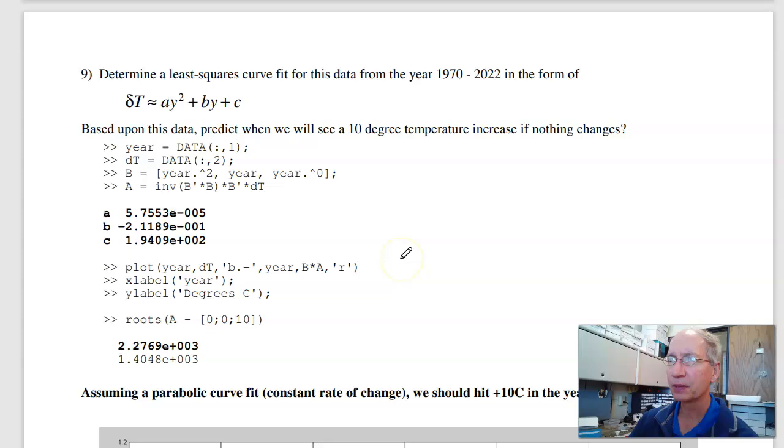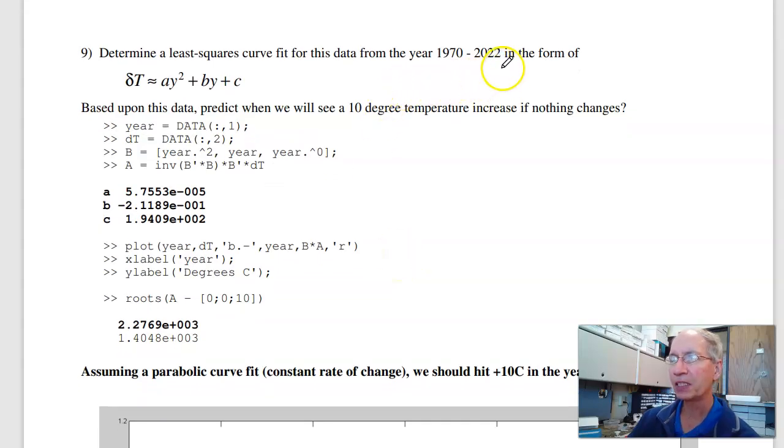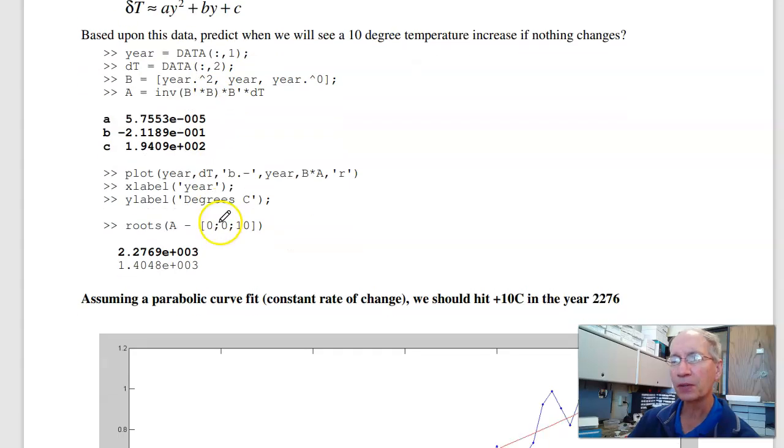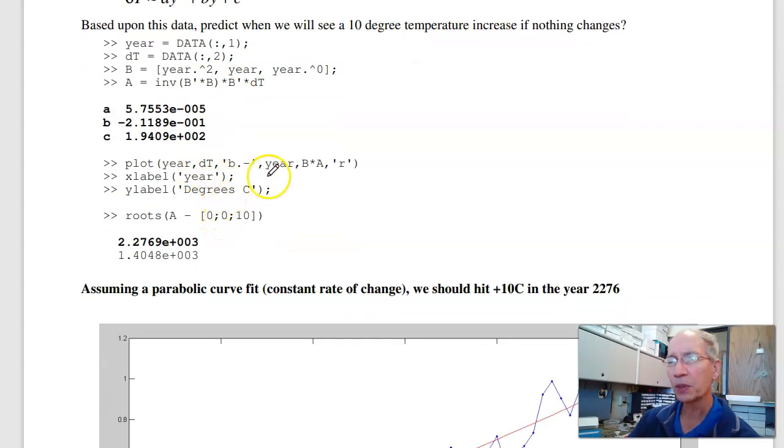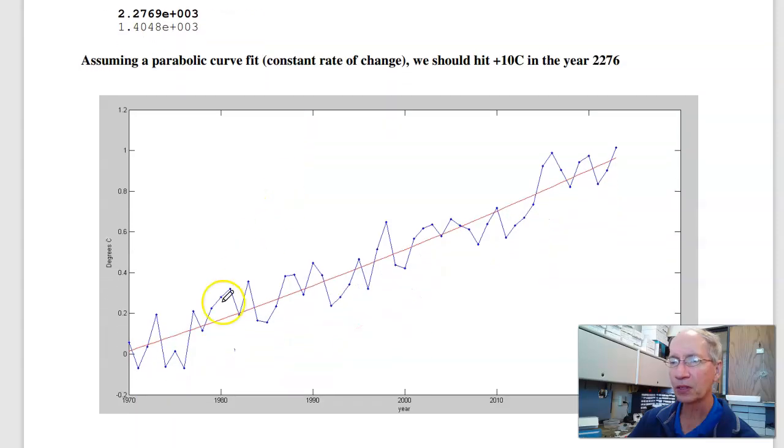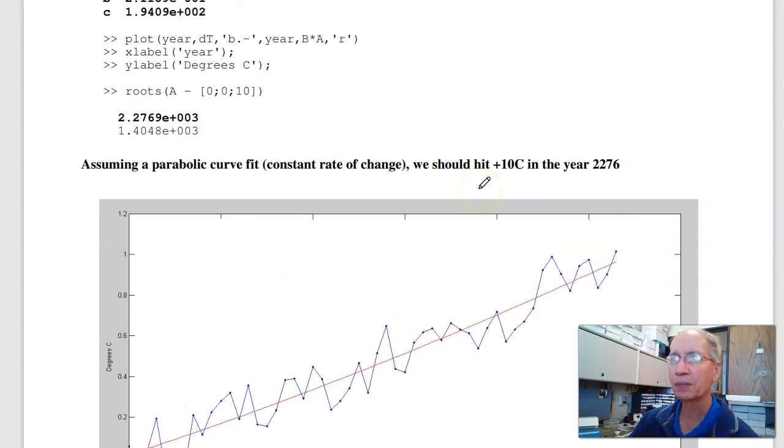Well, if we take more recent data, 1970 to 2022, and do a parabolic curve fit, here's the data. You pull in that set of data, do a least squares curve fit, here's your A, B, and C. Plot the data. So this is 1970 to 2020. A little bit of a bend to it means we're getting warmer at an increasing rate.